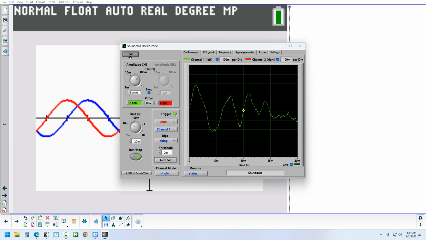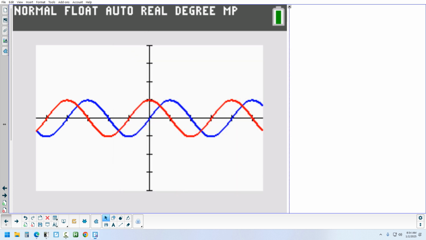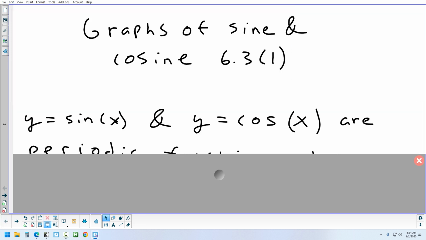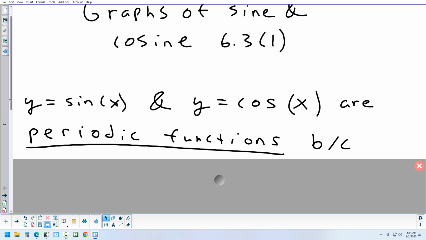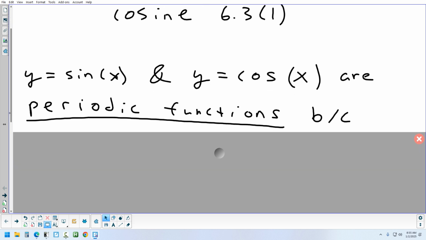All right, so let's close that and take a look at a little bit more about sine and cosine. So first of all, sine and cosine are the first 2 functions we've studied this year that are called periodic. The idea of a periodic function is basically that it repeats itself. So once you know what part of the function looks like, you could basically copy and paste that forever, and that would be what the function looks like.